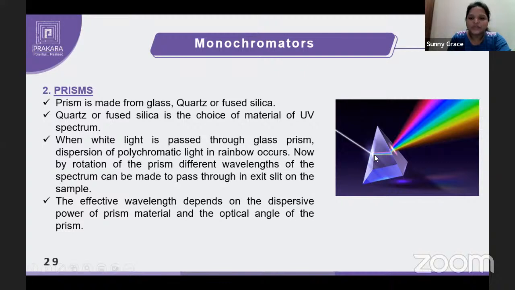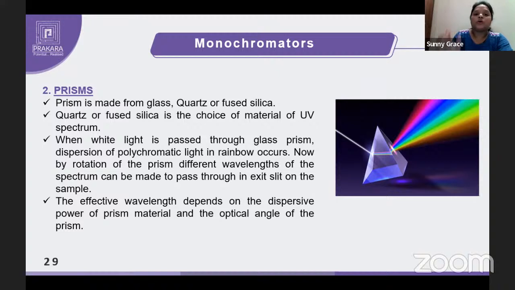Here the white light will pass through the prism, and when it goes into the prism and comes out of the prism, the dispersion of the polychromatic light occurs. From this, with the help of the wavelength selector, whichever wavelength we need will come out of the exit slit and fall on the sample solution. So this is the mechanism of action for the refractive prism.